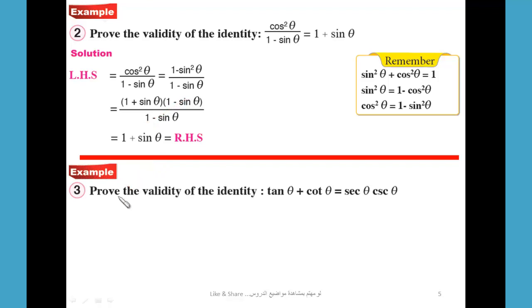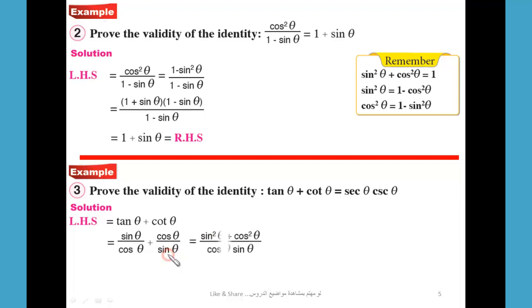Example 3. Prove the validity of the identity tan theta plus cotan theta equals sec theta cosec theta. Solution. Tan theta plus cotan theta, it is the left hand side, we write it, equals tan, it is sine over cosine, cotan, it is cosine over sine, equals.